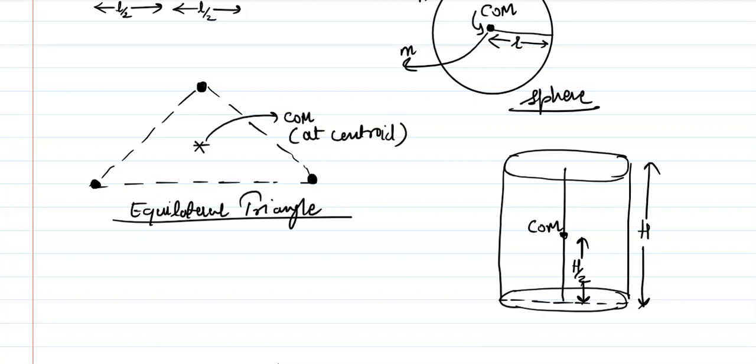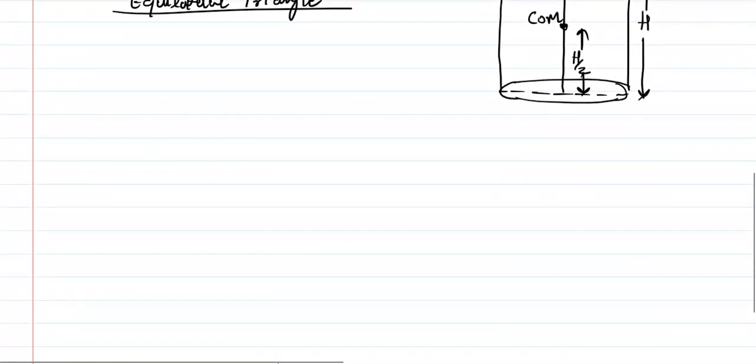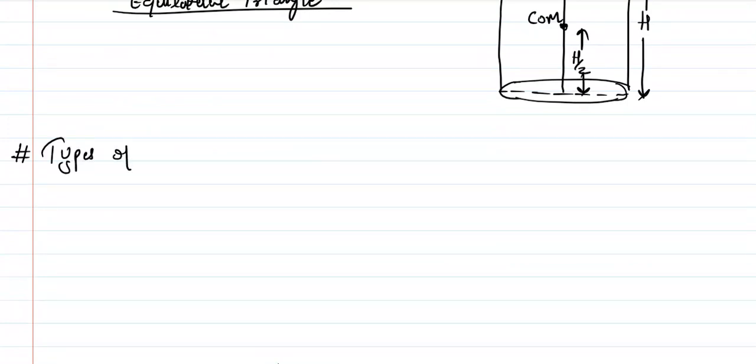Now we will study about types of system of particles. What are the types of system of particles that we are going to study in this chapter? Now the first type is discrete object system. Types of system of particles.